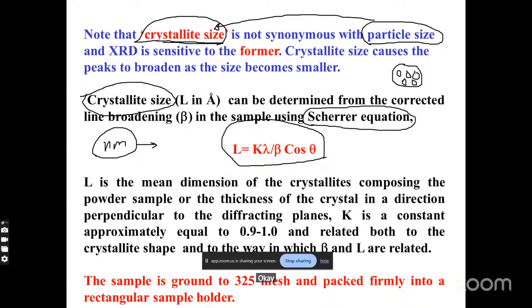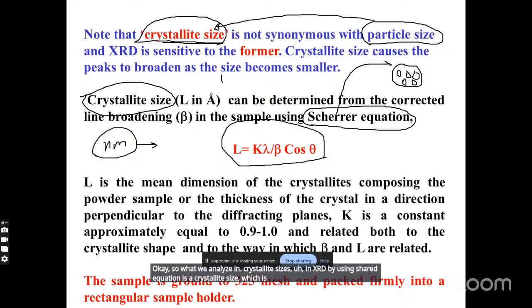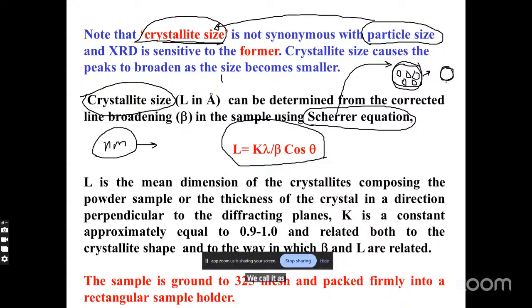So what we analyze in XRD by using the Scherrer equation is the crystallite size, which is equal to the size of the bundi in bundi ka laddu. If your bundi ka laddu is made up of only one bundi, we call it a single crystal. If it is a nanoparticle of 10, 20 nanometer, it will show broadening of the peaks. A separate discussion is required on why nanomaterials show broad peaks.